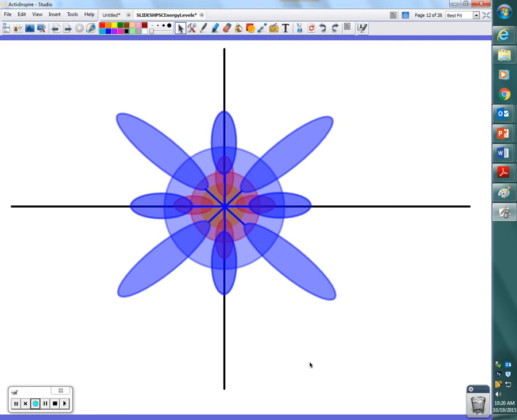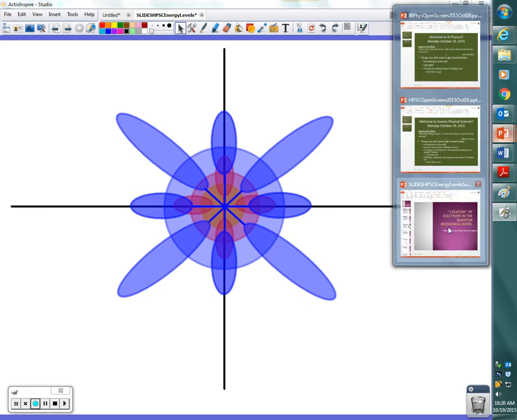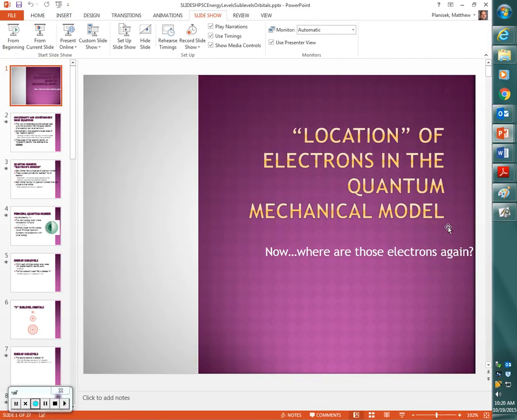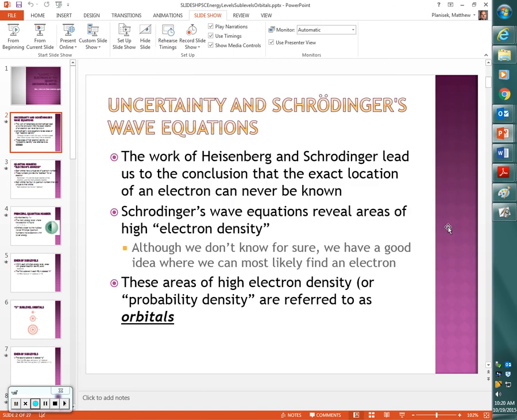Now let's start interpreting this drawing. All right. Back to your outline. Front page. So we talked about orbitals are areas that have high probability of finding electrons.